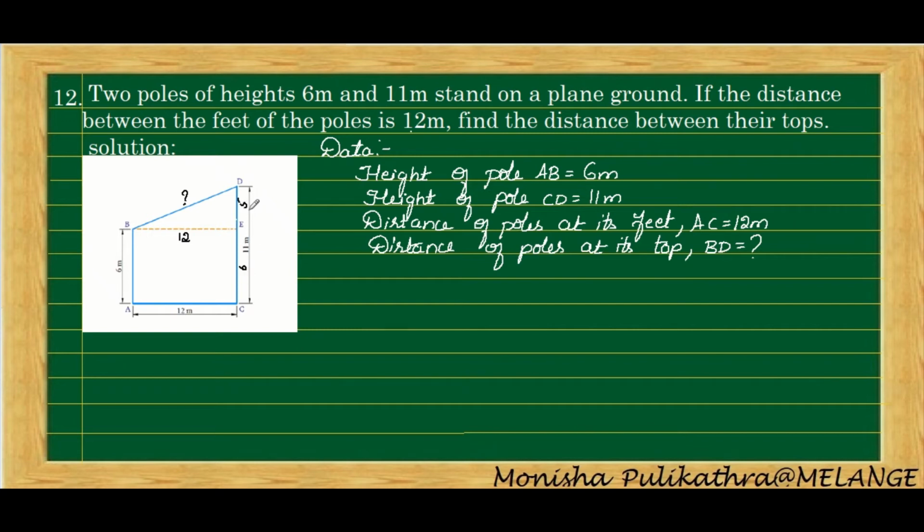So 11 minus 6 is 5, that is DE. Okay, so we have to write all these things, that is AB and EC. ABEC forms a rectangle. If ABEC forms a rectangle, then opposite sides will be equal. So AC is equal to BE, which is 12 meter, since everything is given in meter, and AB and CE is equal to 6 meter. So these two are 12 meter and these two are 6 meter.